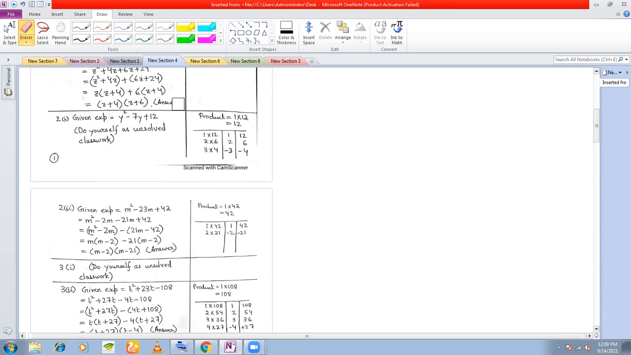Let us do the next one. y square minus 7y plus 12. You need to factorize this. Are these descending powers of y? Yes. You see a y square, you see a y to the power of 1, and you see a y to the power of 0.